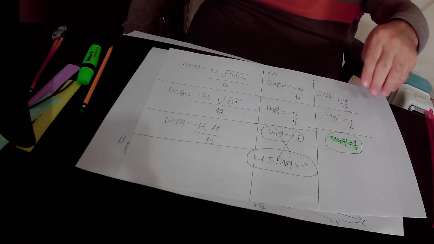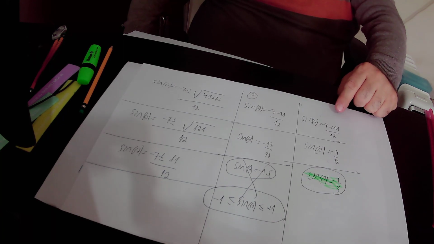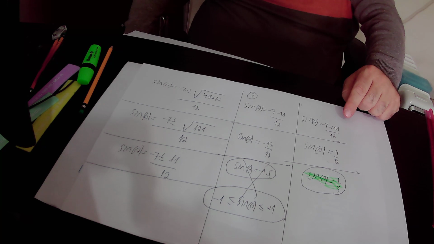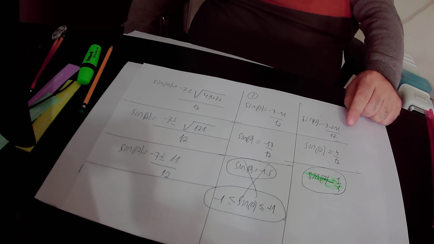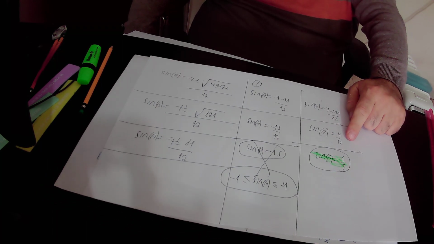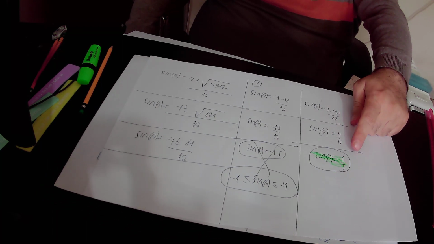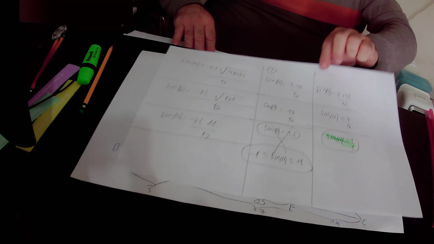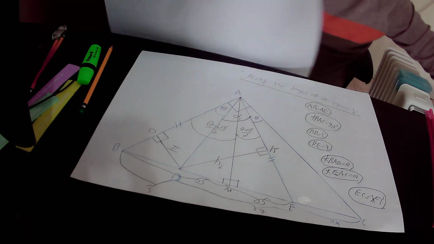We'll cancel this solution and we'll focus on the solution that sinus theta equals minus 7 plus 11 over 12. 11 minus 7 is 4, so it is 4 over 12. We divided both the numerator and the denominator by 4. 4 over 4 is 1 and 12 over 4 is 3. So in conclusion, we found out that sinus theta equals 1 over 3. Okay?